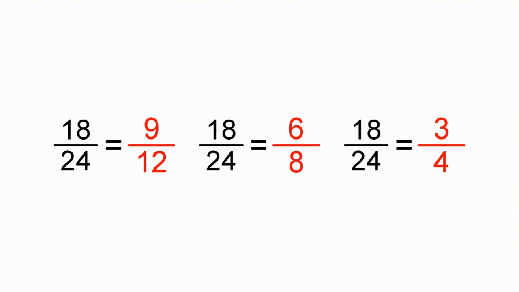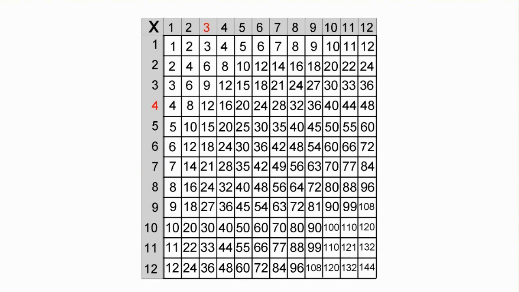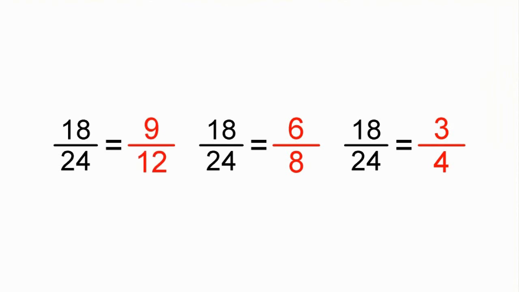In order to be able to do this, you must know basic multiplication and division of whole numbers, the kinds of things you learn from memorizing this 12 by 12 multiplication table. You were both correct when I asked you if this fraction can be reduced to a smaller form, and it can be reduced to 9/12 and 6/8. But in most cases, you want to reduce it to its lowest form, which is 3/4.